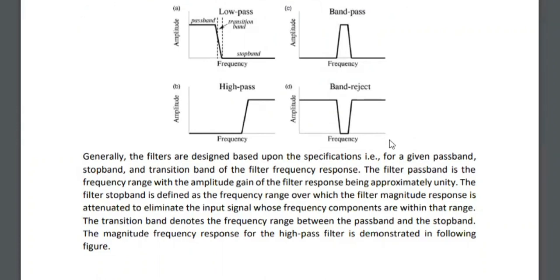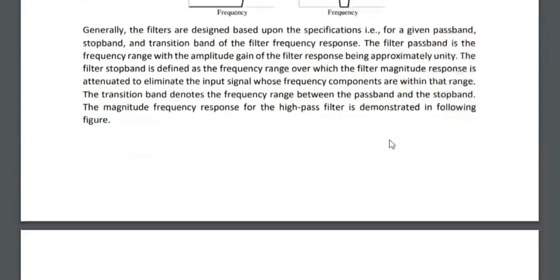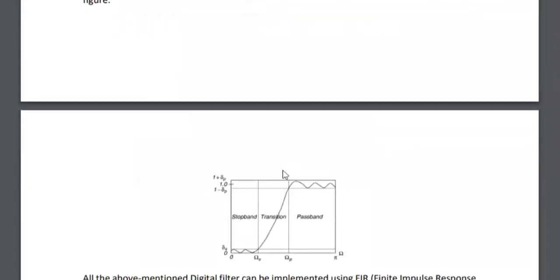The filter passband is the frequency range with the amplitude gain of the filter response being approximately unity. The filter stopband is defined as the frequency range over which the filter magnitude response is attenuated to eliminate input signal components whose frequencies are within that range. The transition band denotes the frequency range between the passband and the stopband. The magnitude frequency response for the high pass filter is demonstrated in the following figure here.